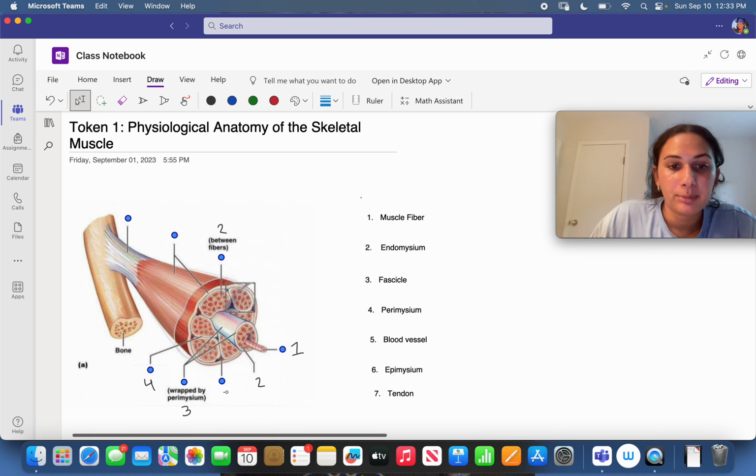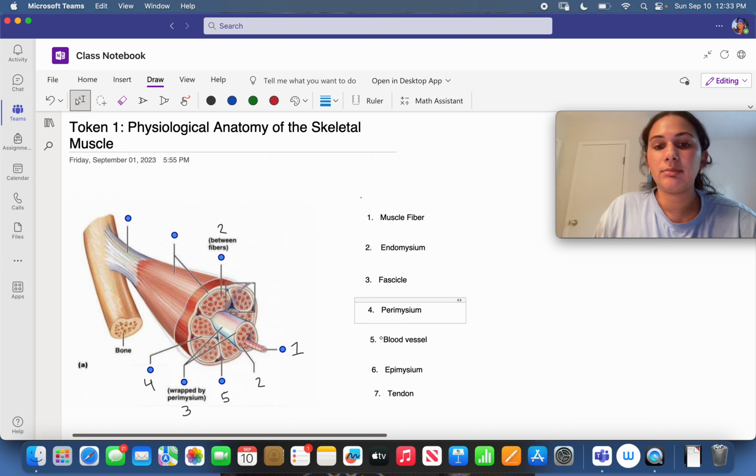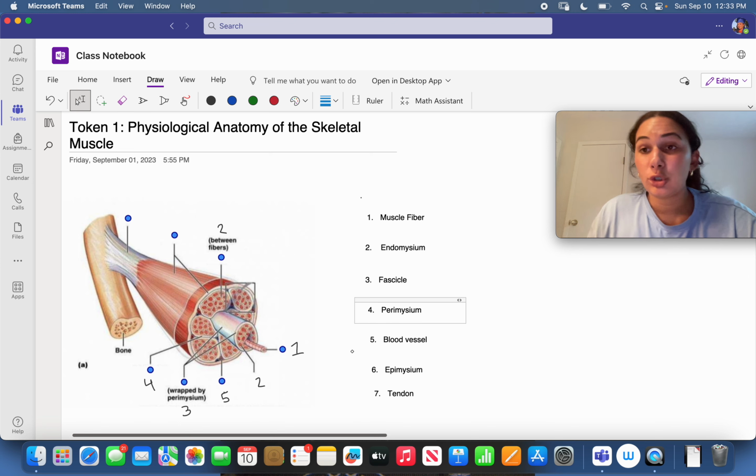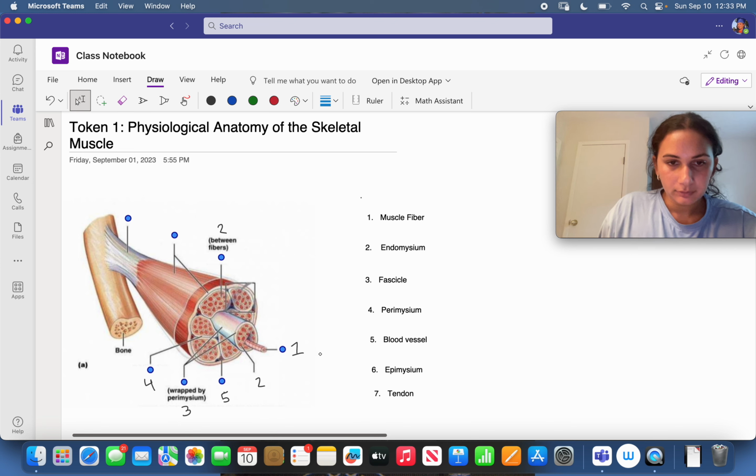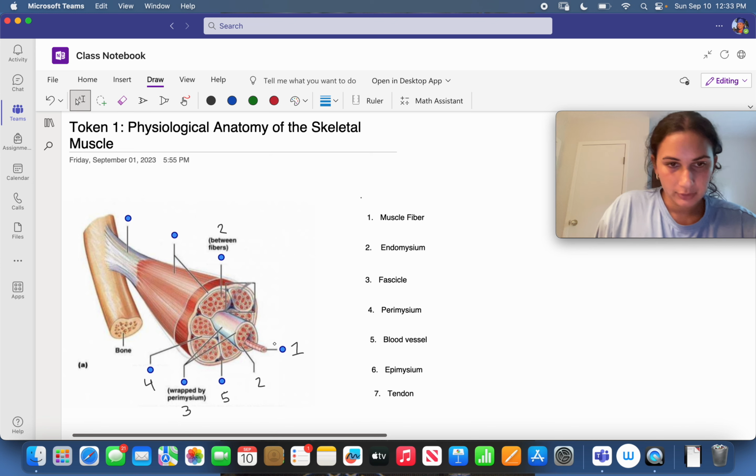We're also going to have blood vessels in the skeletal muscle. So blood vessels are going to aid in muscle regeneration and muscle development. They're going to provide oxygen and nutrients to the muscles. And for instance, if you're exercising, you're going to have an increased blood flow to meet those oxygen requirements for the skeletal muscle. So that's just one example.